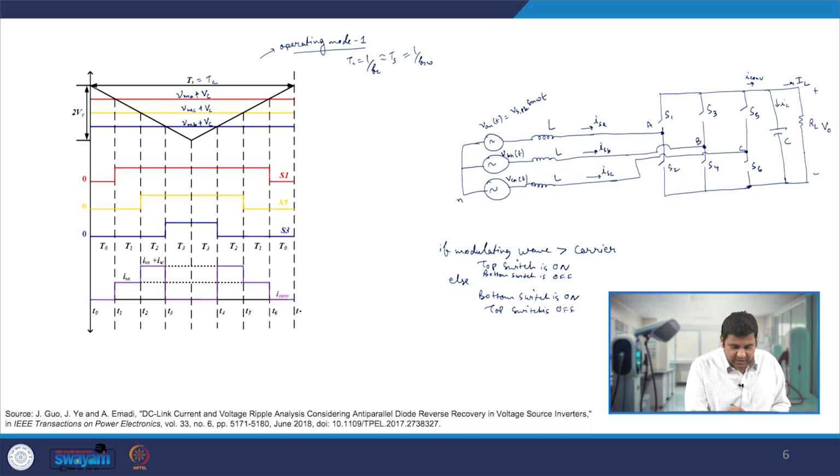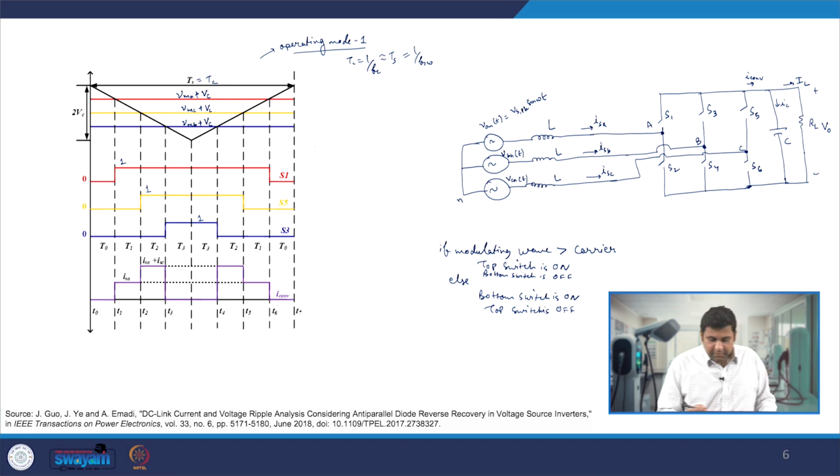For my S1 switch, when the carrier is greater than the modulating signal, that's when my bottom switch is on and top switch is off. That's when my top switch S1 is 0. At this point my top switch S1 is 1, which is on. From here to here, in C phase, which is S5, my S5 will be 0, and at that point my S5 will be 1. And in case of B phase, from here to here my S3 will be 0, and from here to here my S3 will be 1.